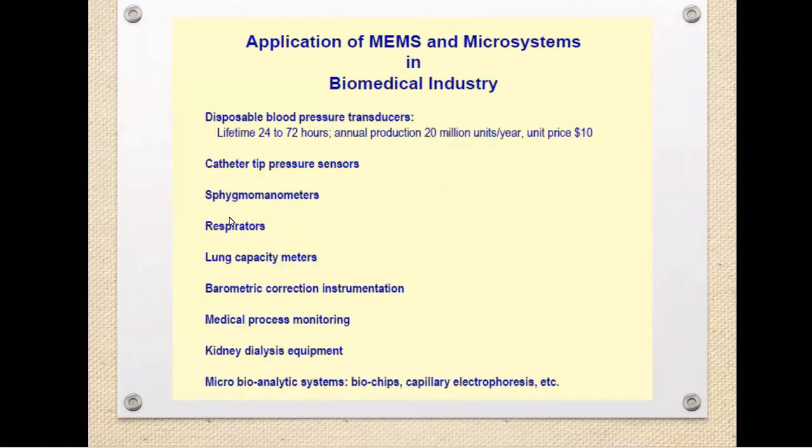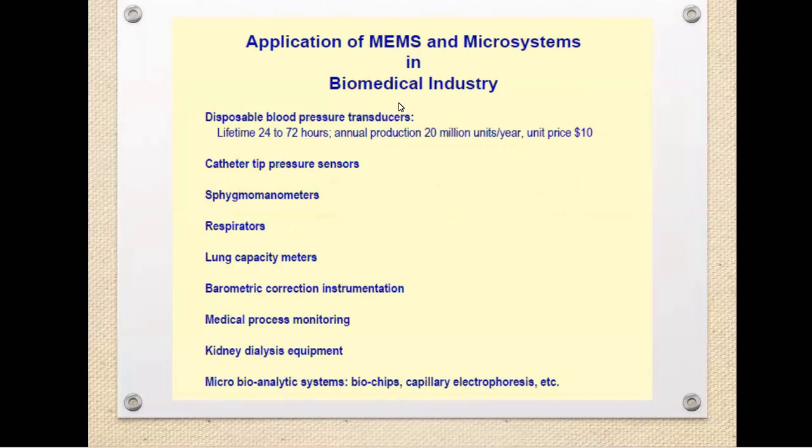So this is the application of MEMS in the biomedical industry. We need MEMS many times for precision, like kidney dialysis equipment, medical purpose monitoring, and barometric correction instruments. Sometimes we need MEMS or microstructures for precision surgery also nowadays. Microbiome analytic scheme, biochips, and capillary electrophoresis. These are the different types of applications in the biomedical industry, just the names of some limited applications.